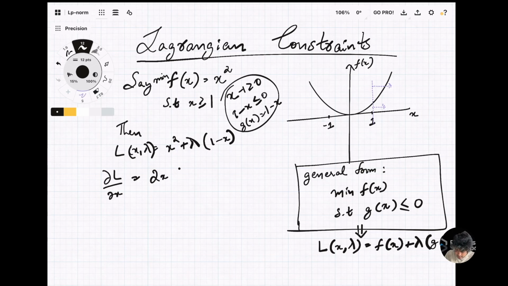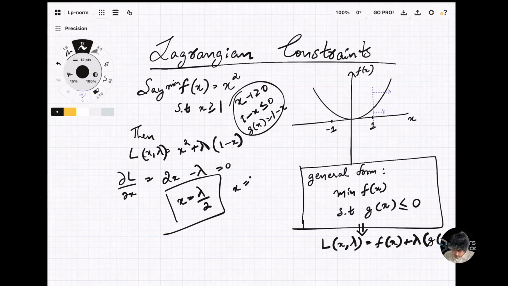So the derivative of x squared is 2x, and this becomes minus lambda. Now, when we set this to 0, just like how you do to a normal function, we get x equals lambda by 2. We are going to set the lowest point. So x equals 1 is the lowest point that we have, because we can see that the penalty is directly proportional to x and the value of how it changes, right? So we are going to set the lowest value of x, that is 1. And when x equals 1, lambda equals 2.